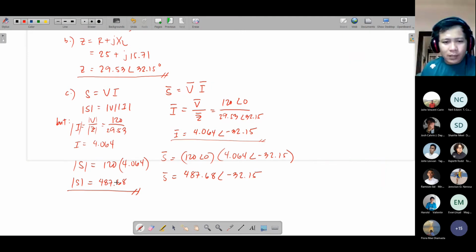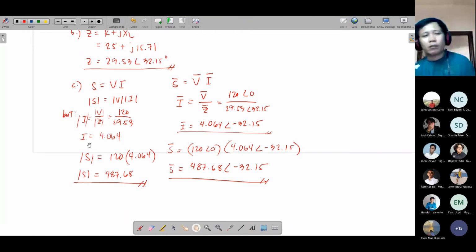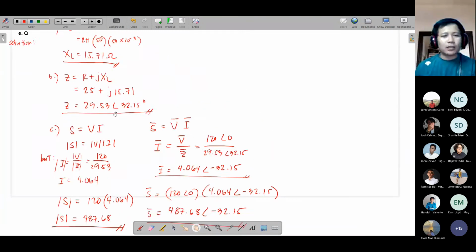As you can see here, they have the same magnitude, of course, as they should. But this time it has the angle theta. This is your magnitude of the apparent power S. Depending on the problem, there are times when it is asked directly. If there is no line on top, it means the magnitude is being asked. But if there is a line on top, it means the vector quantity is being asked. Okay? So it's up to you which solution you use. That is letter C.